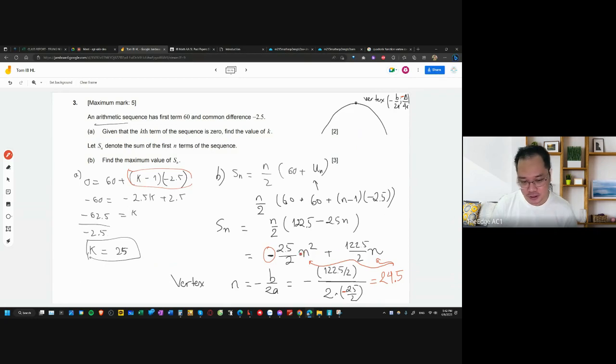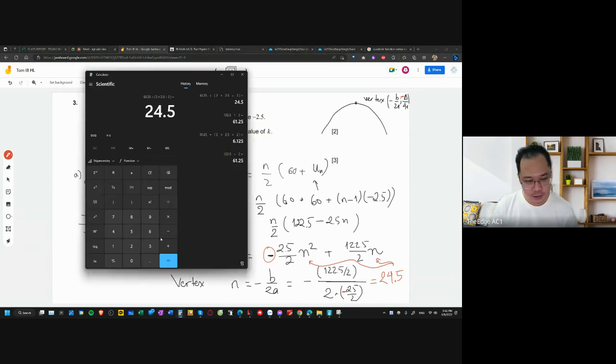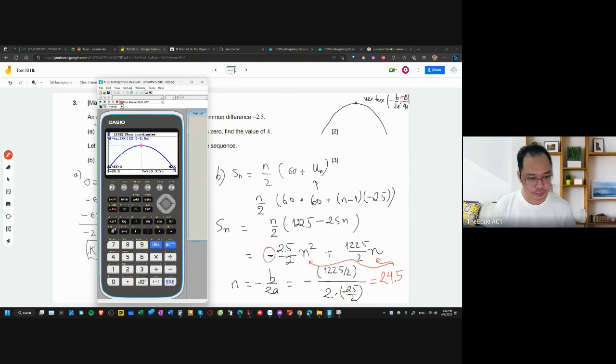If I replace 25 here, negative 2.5 divided by 2. Oops. Let me press this in here. Menu 1. Minus 2.5 divided by 2 and then times, if I replace 25, not 24, okay, 25 squared, and then add 122.5 divided by 2 times 25. Okay, it is the same thing.